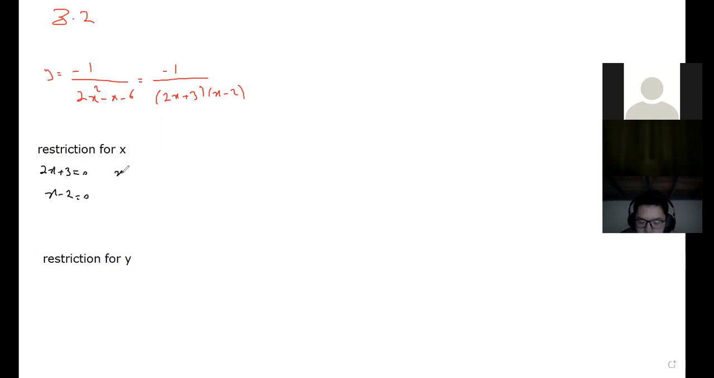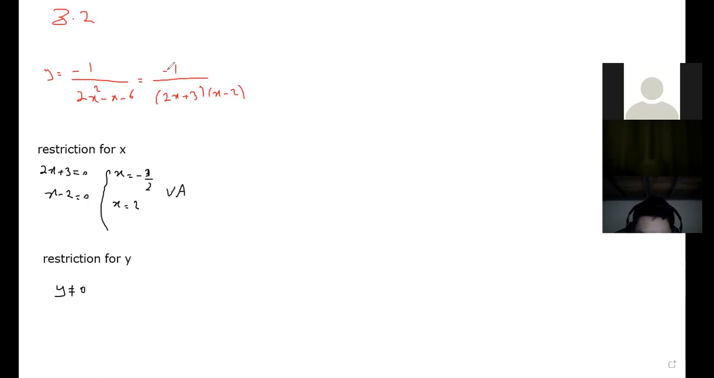From there, if you rearrange for x, you get -3/2 is your first restriction. And here is x equal to 2. Make sure your restrictions for x is your vertical asymptote. Again, your numerator is constant, therefore the y cannot reach 0. They cannot be 0. So we have these restrictions.